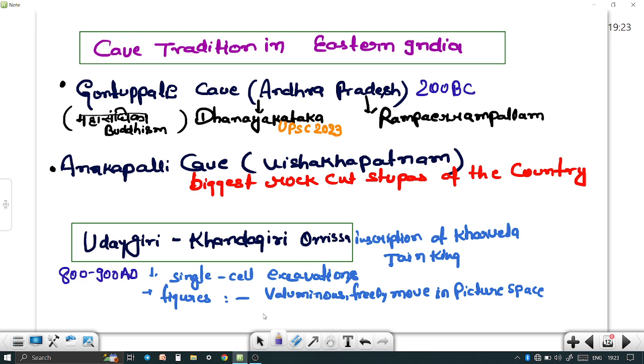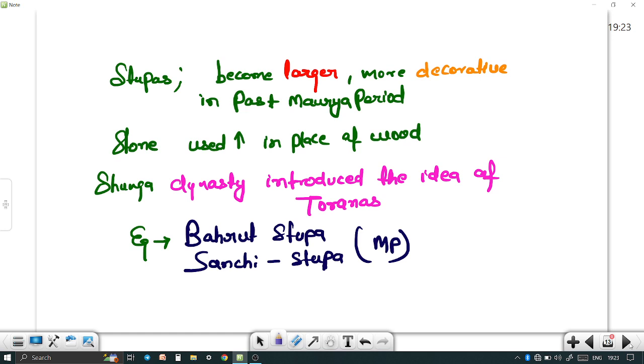Okay, we'll move to the next. Stupas basically were larger in size than earlier, and these stupas became more decorative compared to the Maurya period, and the use of stone increased in place of wood, as we have seen in the previous slides that in the Maurya period wood was given more emphasis than stone. Now the Sunga dynasty introduced the idea of the toranas, that is the gateways. We will see these toranas in the Bharhut stupa and Sanchi stupa in MP.